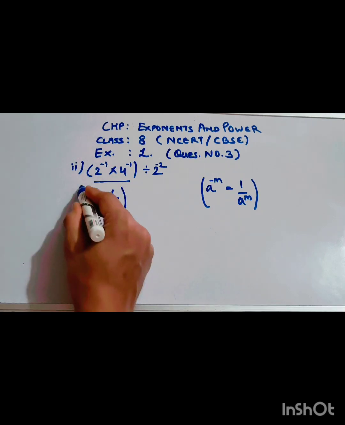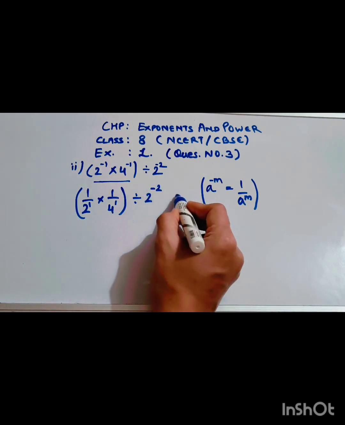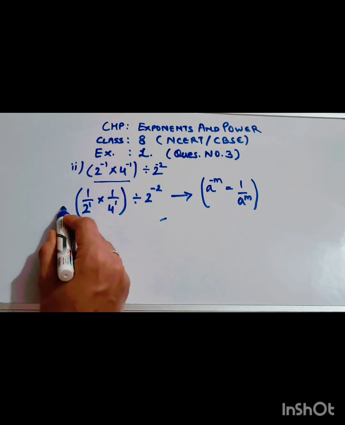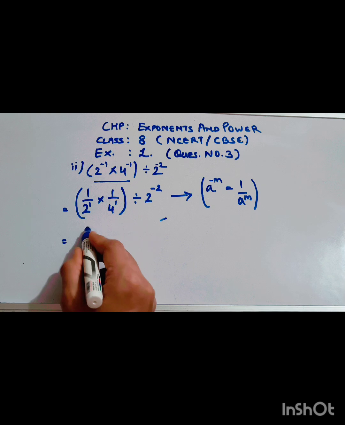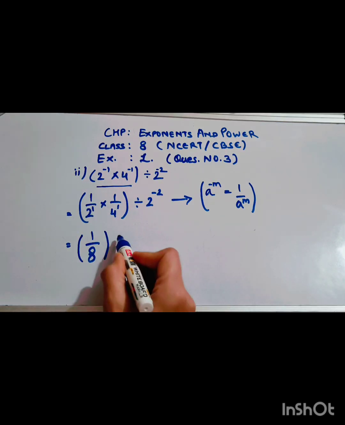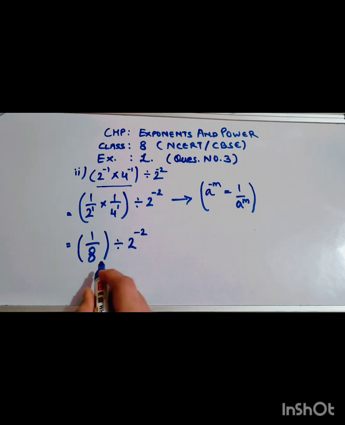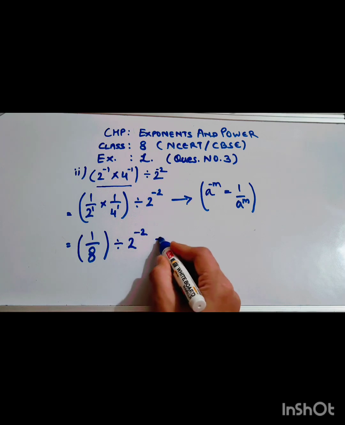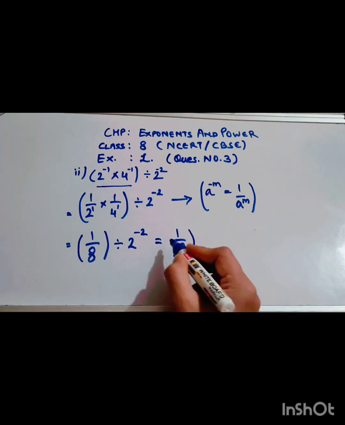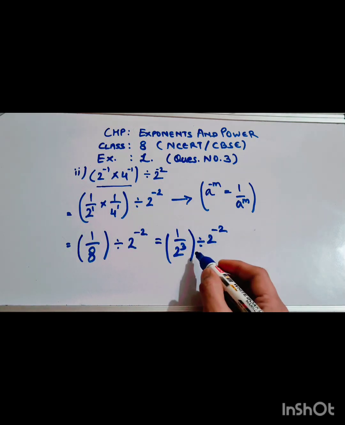into 1 divided by 4 raised to the power 1, divided by 2 raised to the power minus 2. Now by multiplying we have 1 divided by 8, divided by 2 raised to minus 2. I can write 1 by 8 as 1 by 2 raised to the power 3, bracket close, divided by 2 raised to the minus 2.